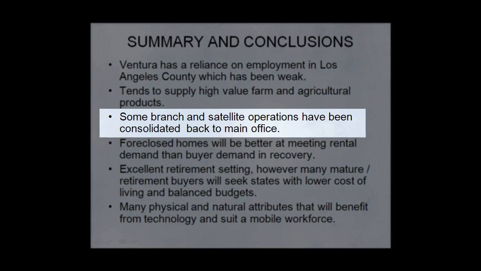Satellite and branch operations have consolidated back. This goes back to the employment in LA County. Companies tended to branch up to Ventura and into outlying areas, but now they've been forced to retreat in efforts to reduce their overhead.